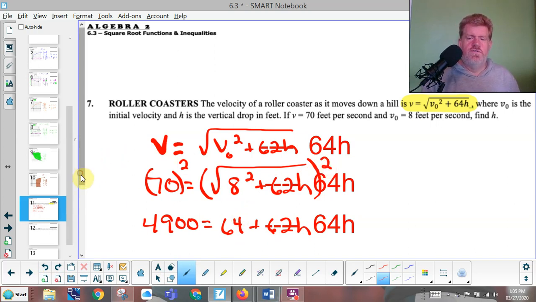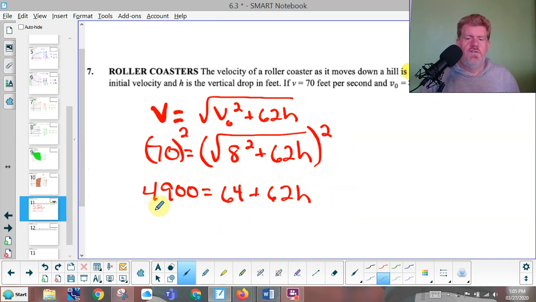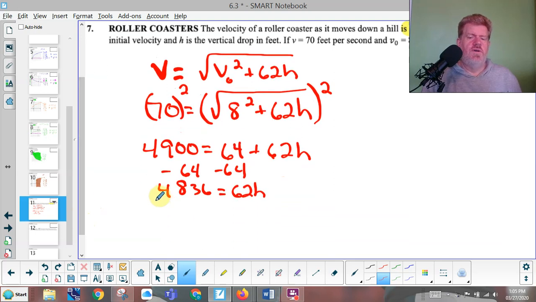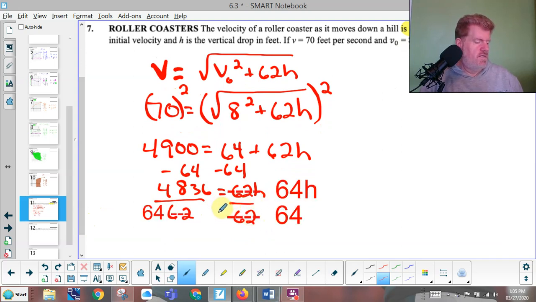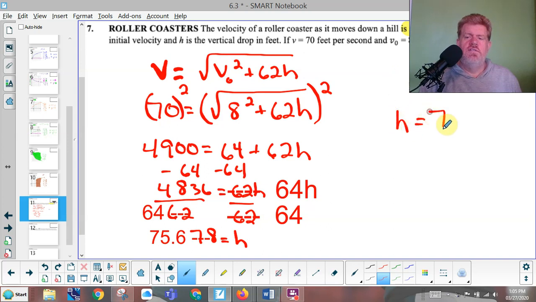What I'm going to do is subtract 62 from both sides. Not 62, I'm going to subtract 64. That gives me 4,836, which equals 62h. Divide both sides now by 62. H is 78.